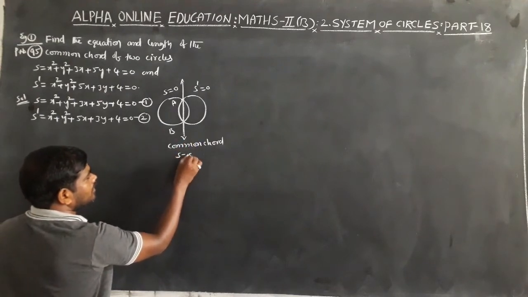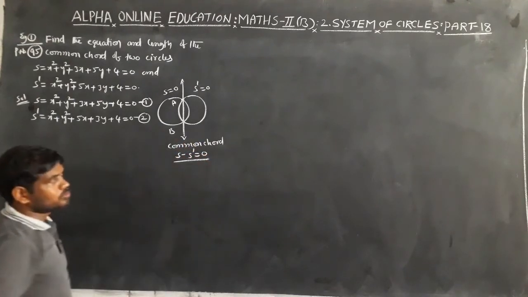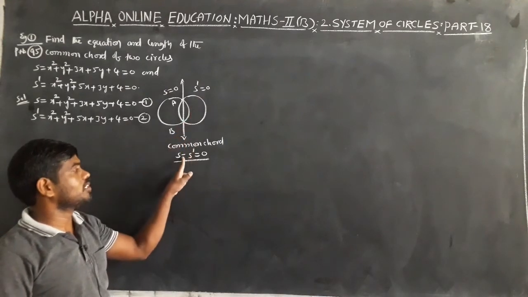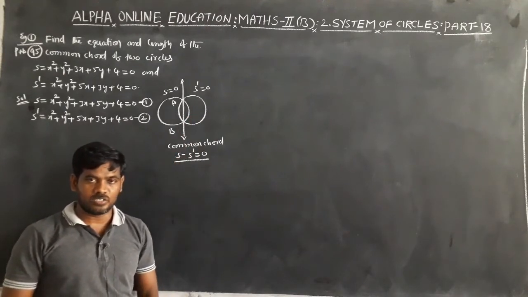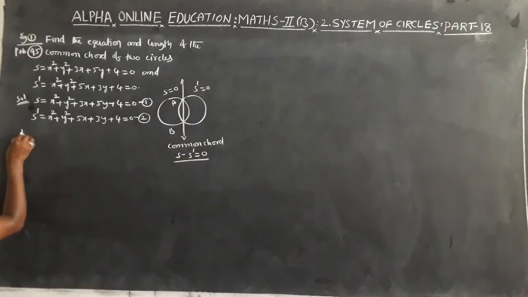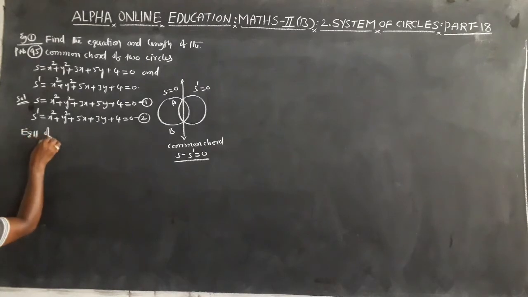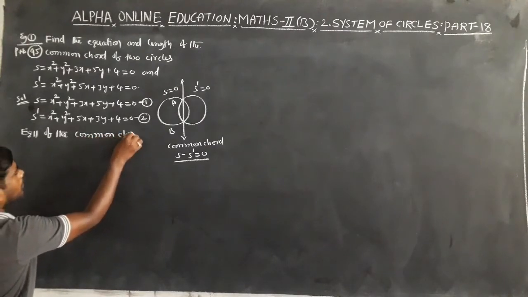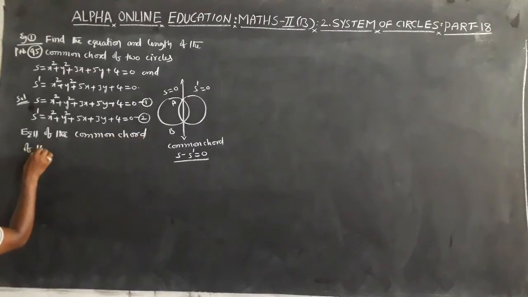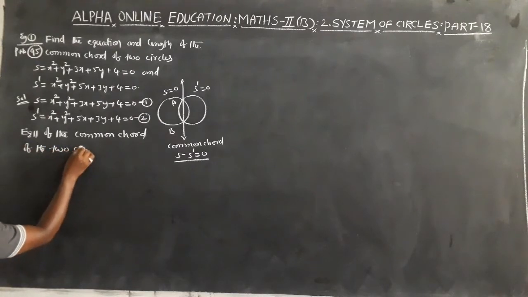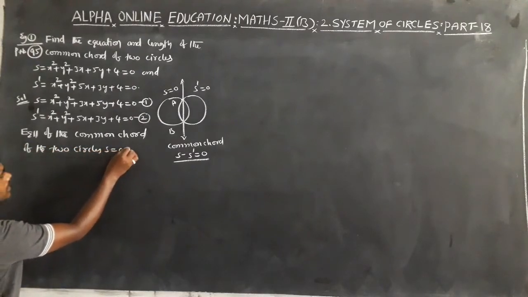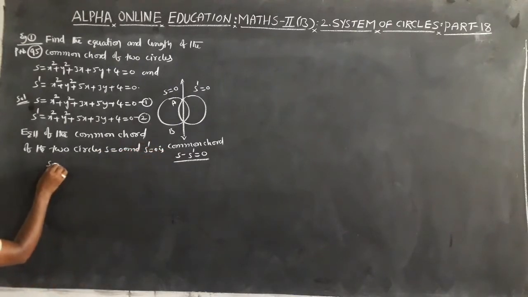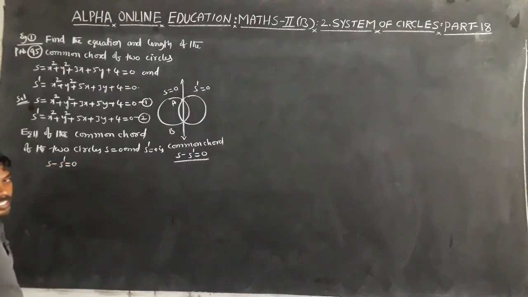Here equation of the common chord of the two circles, S is equal to 0 and S dash is equal to 0 is S minus S dash is equal to 0.